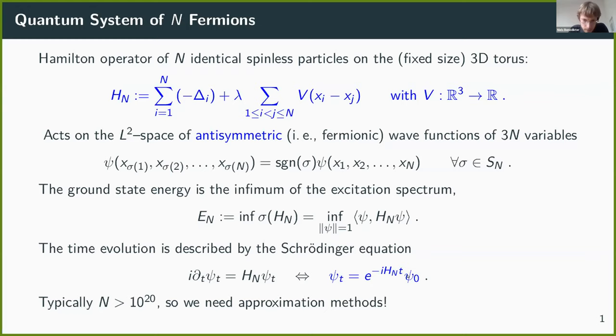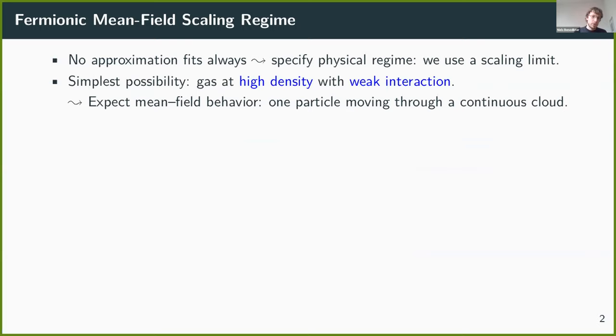Now, typically, the number of particles is huge. In condensed matter systems, we have maybe 10 to the 20 particles or so, electrons in a metal, for example. So inevitably, we need some approximation methods to be able to derive any of the physical properties of the system from this Hamiltonian. With approximation methods, the general rule is that no approximation fits all cases. Every approximation should be adapted to the physical regime we're considering. And as mathematicians, we consider somewhat idealized physical regimes, which we model by scaling limits.